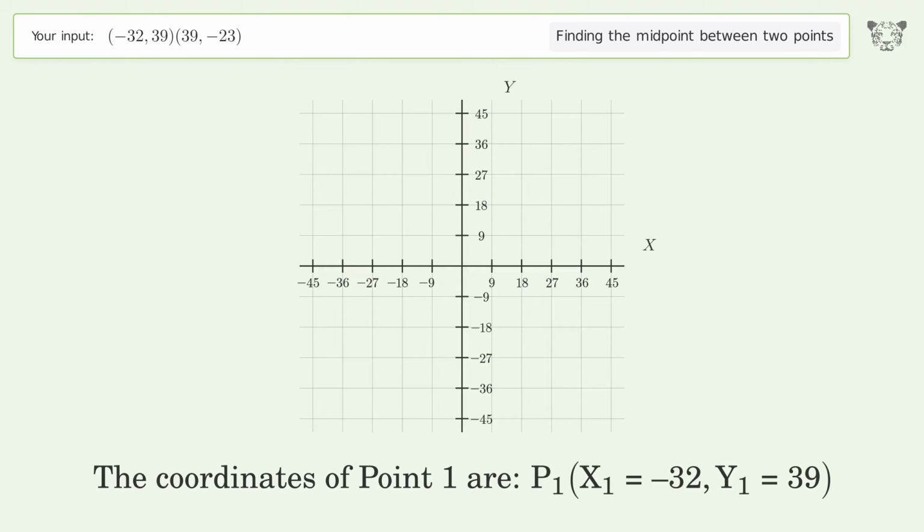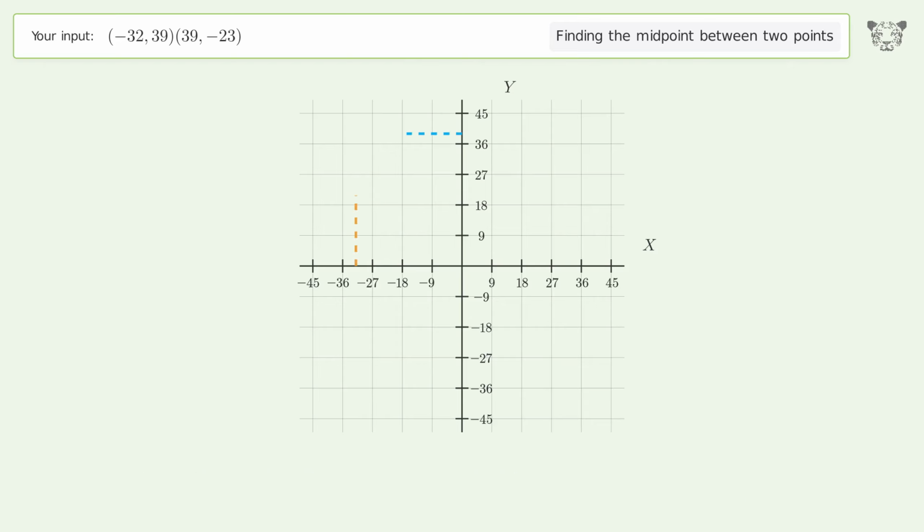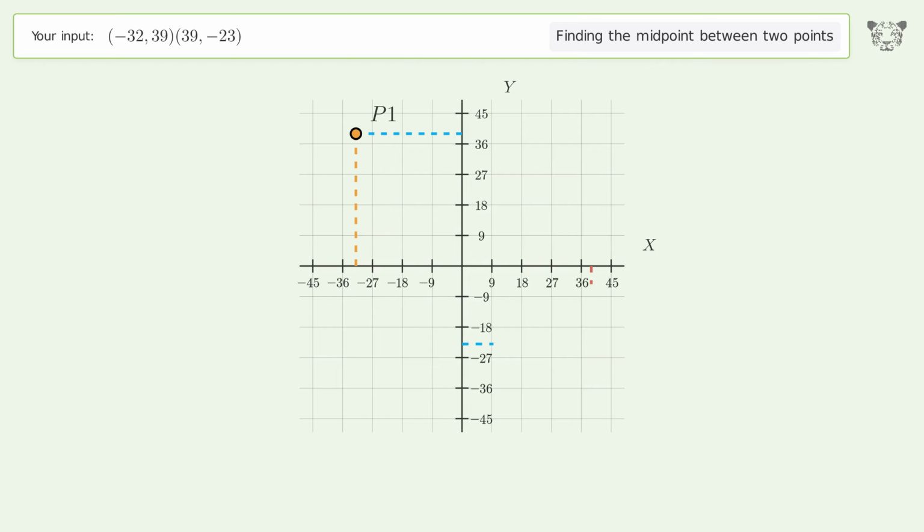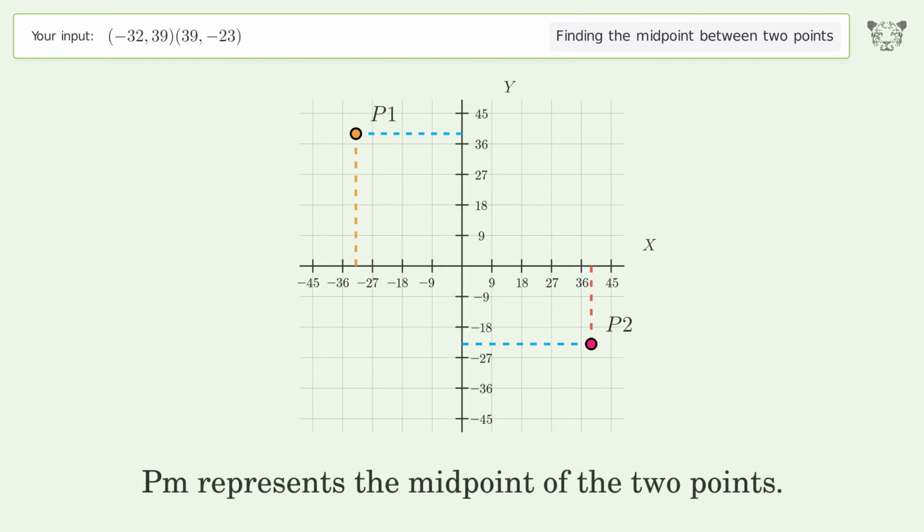The coordinates of point 1 are, x1 equals -32, y1 equals 39. The coordinates of point 2 are, x2 equals 39, y2 equals -23. PM represents the midpoint of the 2 points.